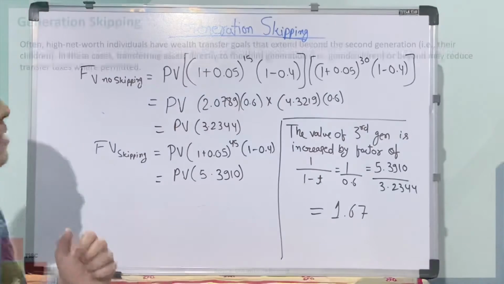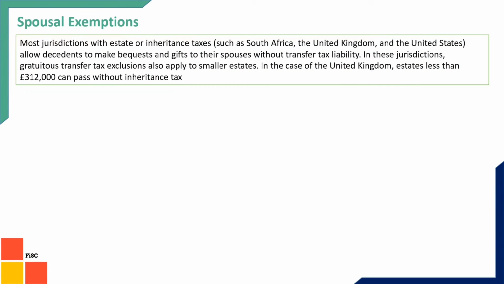That's all the case. The next topic is spousal exemptions. Spousal exemption is like when one of the spouses dies, the other family member can pass some of the estate without getting taxed. So, for example, in UK, 312,000 pound can be passed on to their son or daughter by the surviving spouse without incurring any tax on that bequest. So that's called a spousal exemption.